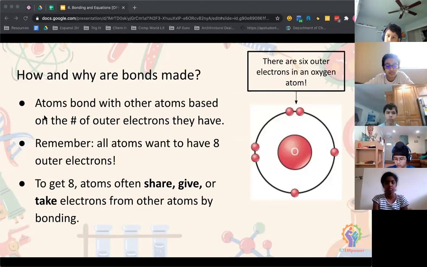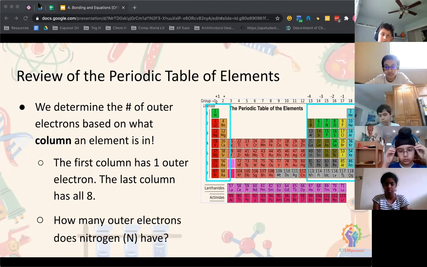So the next question is, how and why are bonds made? Atoms bond with other atoms based on the number of outer electrons they have. A few weeks ago, we learned that there's a positively charged nucleus, and electrons orbit the nucleus in different levels. But these bonds have to do with how many electrons are in the most outer level. Basically, all atoms want to have exactly 8 outer electrons. That's just stability, right? And so to get those 8 magical electrons, atoms will share, give, or take electrons through bonding.